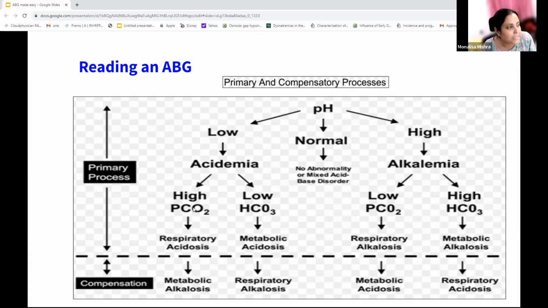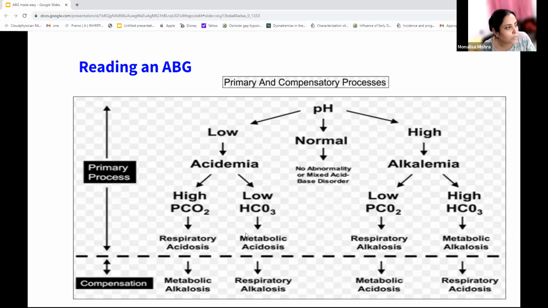So if it is high PCO2, then it is respiratory acidosis. If it is low bicarb, then it is metabolic acidosis. And similarly, in case of alkalosis, if it is low PCO2, then it is respiratory alkalosis. And if it is high bicarb, then it is metabolic alkalosis. First, this step is very important. You have to identify what is the primary disorder.